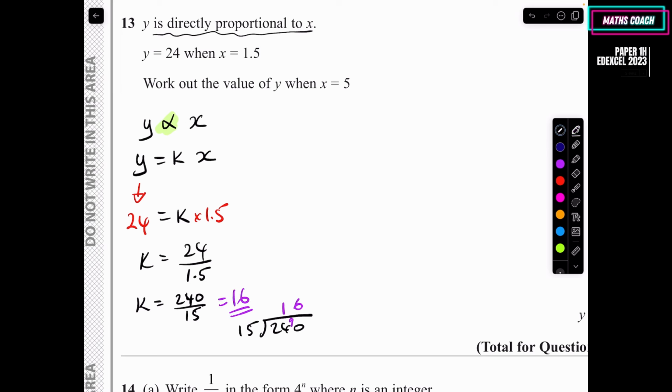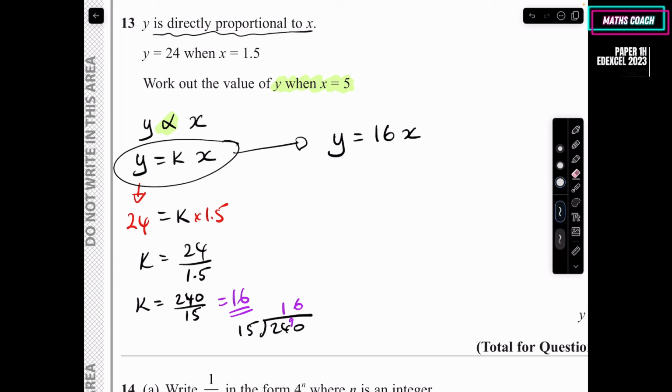All right, now what do we do with our k value? Well, remember, we wrote this. Well, now we can replace the k. So y is equal to 16x. That becomes the formula that we are now going to use to work out the value of y when x is equal to 5. So y is equal to 16 times our x, which is 5. So we need to do 16 times 5. Remember, times by 5 what you can do is times by 10, divide the answer by 2. So what's 16 times 10? 160. Divide 160 by 2. That is 80. So y is equal to 80. There you go. That's your final answer.